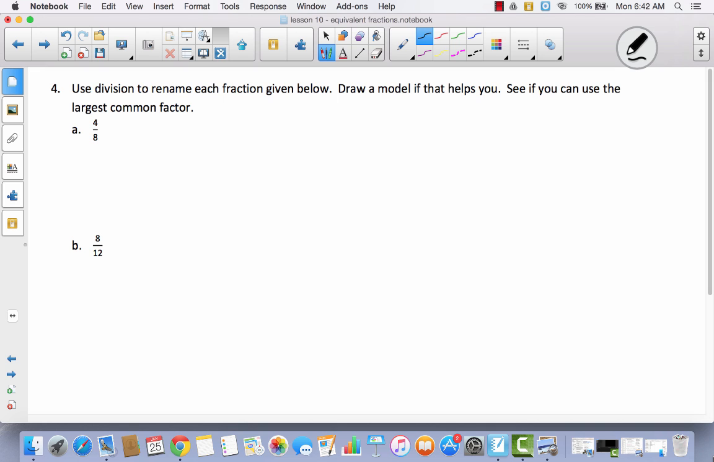We are going to use a model, even though it says that you don't have to do it unless it helps you. But when we do it together, we're going to go ahead and use a model. When you do your exit slip, you can decide if you need a model or not. All right, so it says 4 out of 8. So I'm going to start here with my area model.